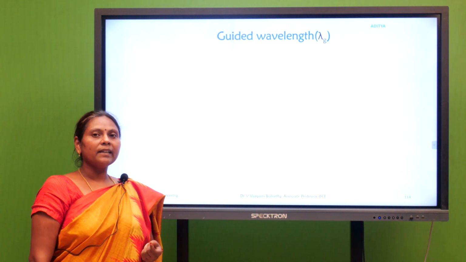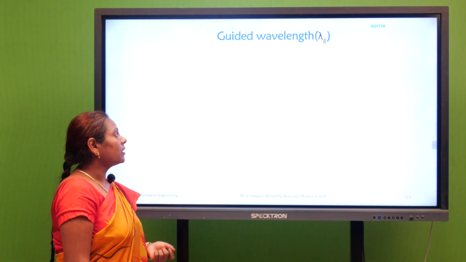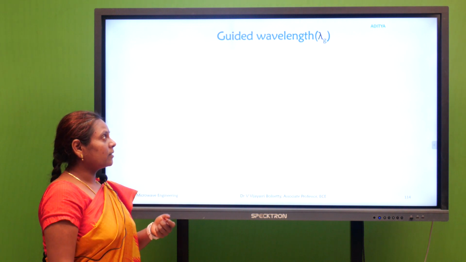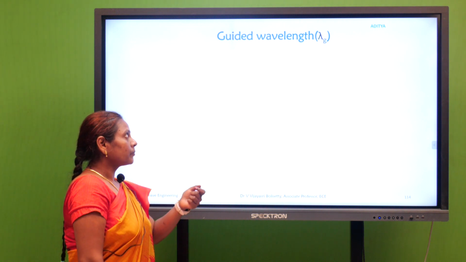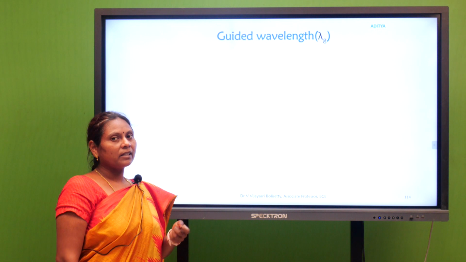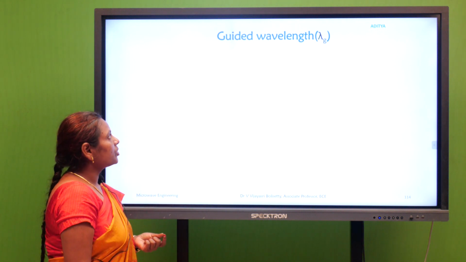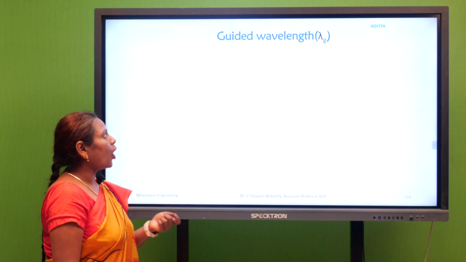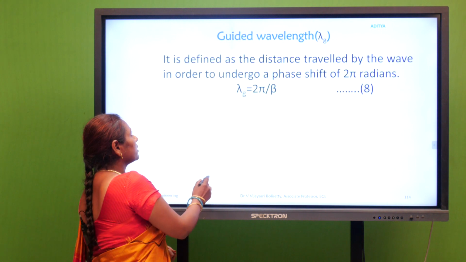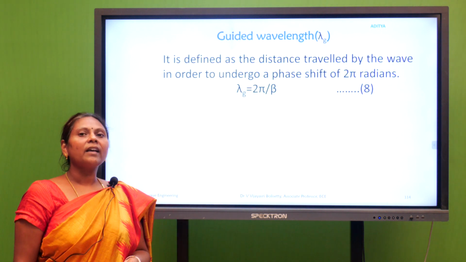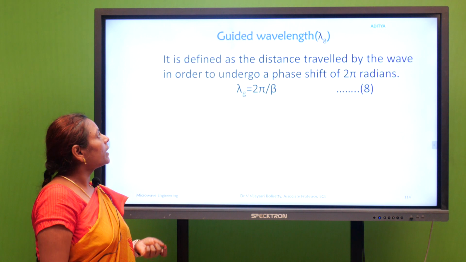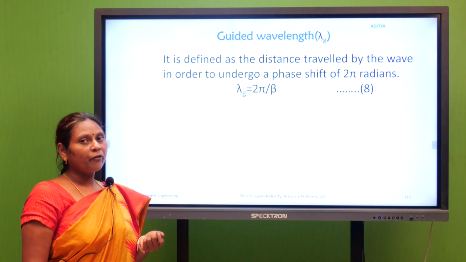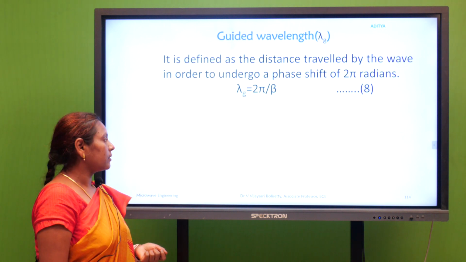So first let us see what a guided wavelength is. Guided wavelength is usually represented with the notation lambda suffix g. So lambda g represents the guided wavelength. How is the guided wavelength defined? It is defined as the distance travelled by the wave to undergo a phase change of 2 pi radians.